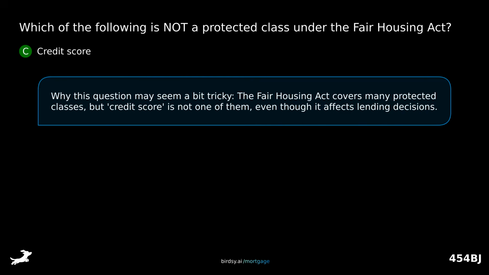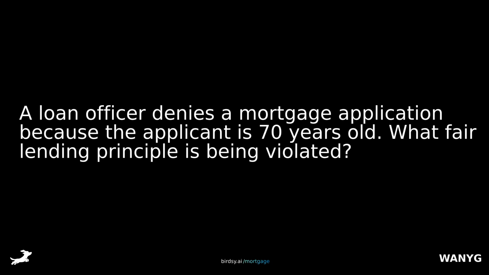Why this question may seem a bit tricky. The Fair Housing Act covers many protected classes, but credit score is not one of them, even though it affects lending decisions. A loan officer denies a mortgage application because the applicant is 70 years old. What fair lending principle is being violated?